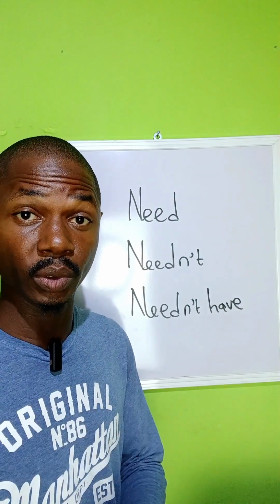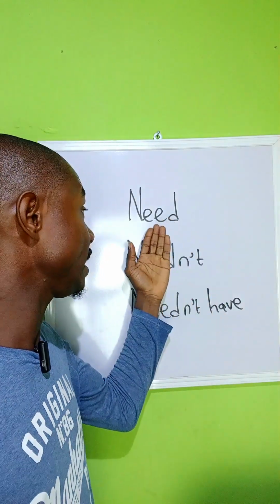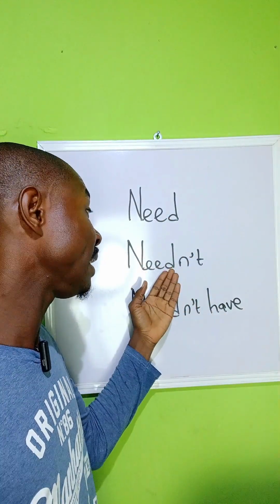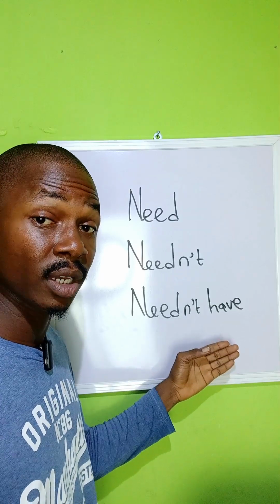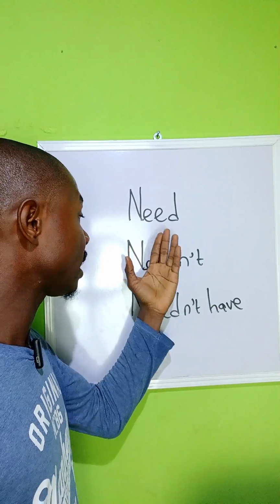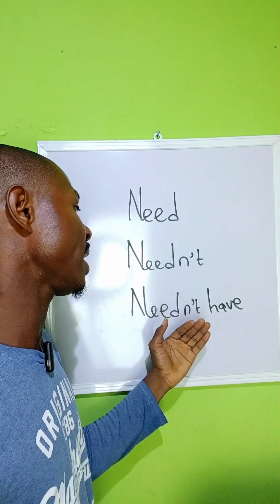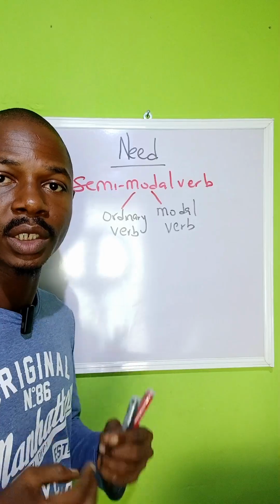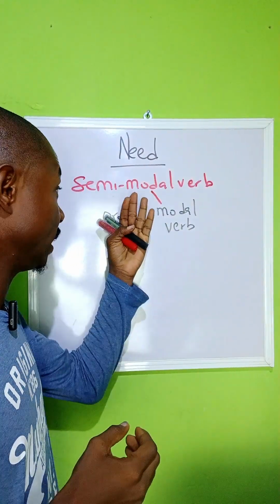Today I'm going to show you how to use the modal verb need, and it forms needn't and needn't have. We're going to start with need, then needn't, and then needn't have. So let's start with need.